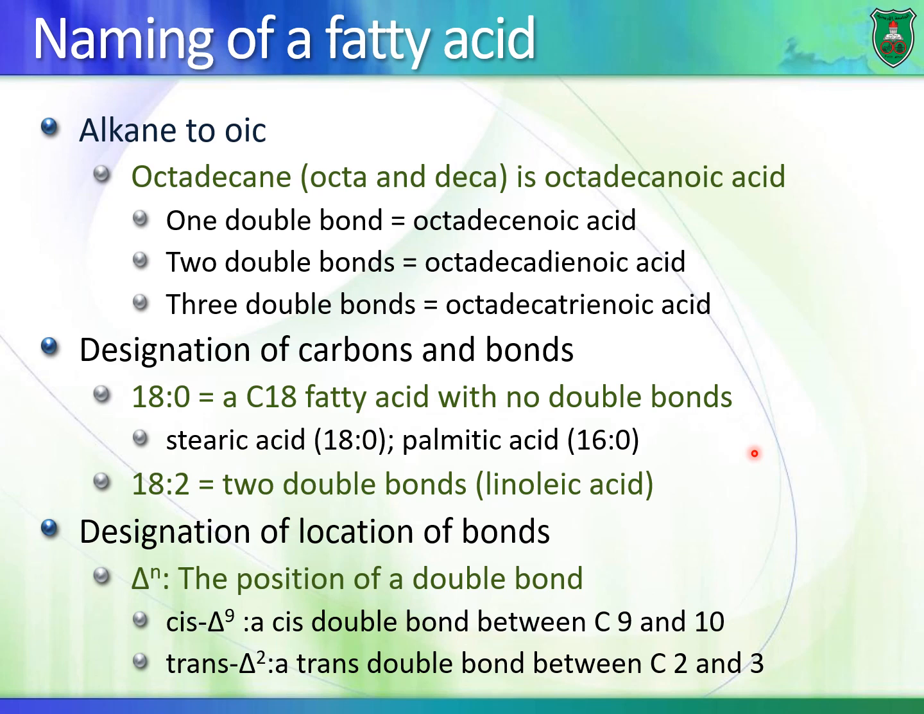Someone can say, well, where are these double bonds located? So we can use the symbol right here, delta. So we say delta N. N stands for which carbon has the double bond. So if I say cis delta 9, it means that there is a cis double bond between carbons 9 and 10. If I say trans delta 2, it means that there is a trans double bond between carbons 2 and 3.